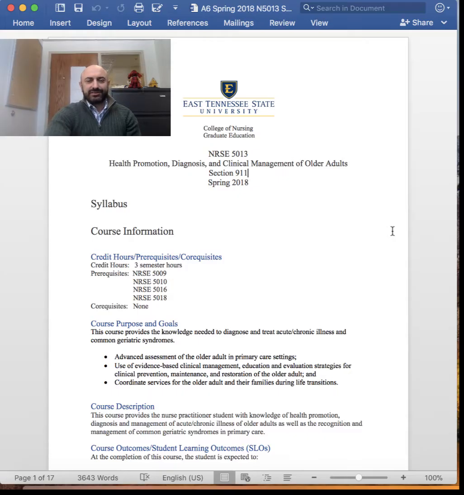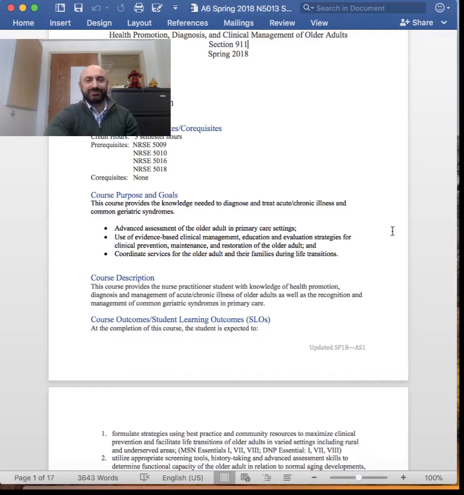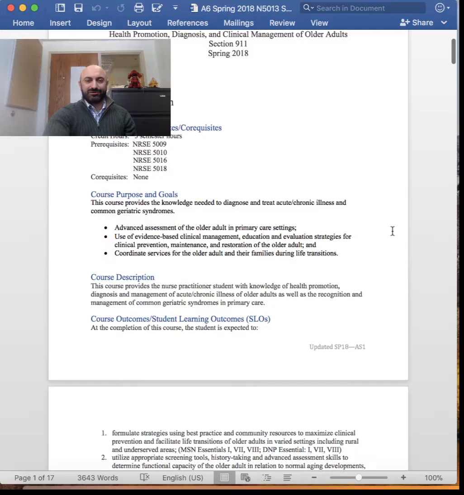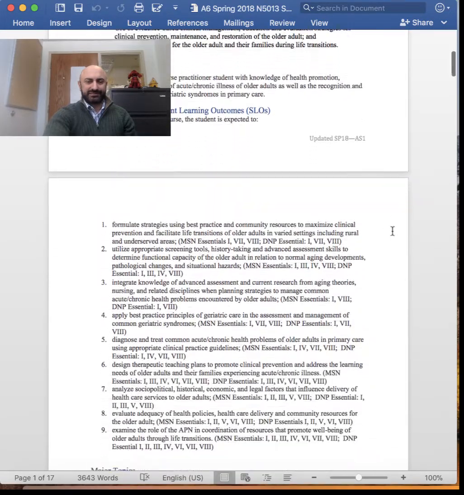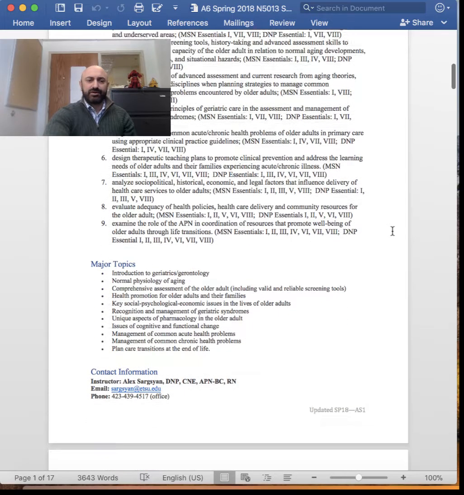This is a regular syllabus format. You've seen it before, so you see your prerequisites, and hopefully everyone completed them at this point. If you didn't have this prerequisite, let me know, which I highly doubt. The course is tied to DNP and master's level essentials, and it fulfills these requirements. I'd like for you to review it when you have time.